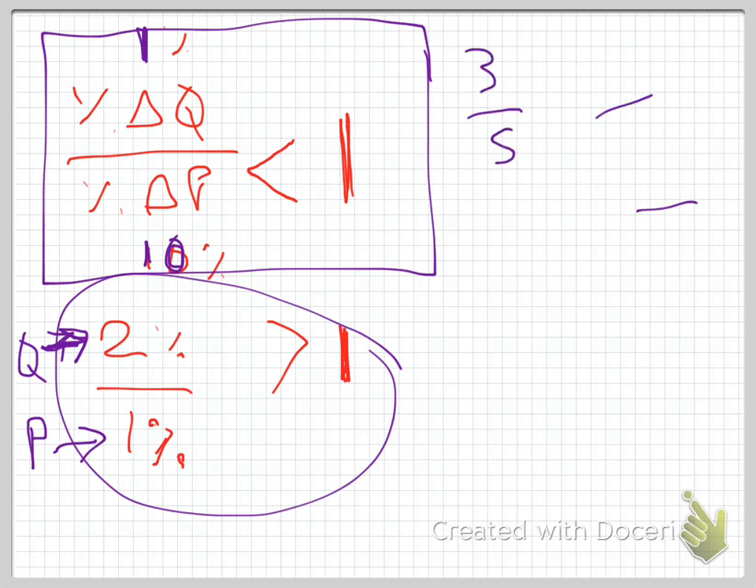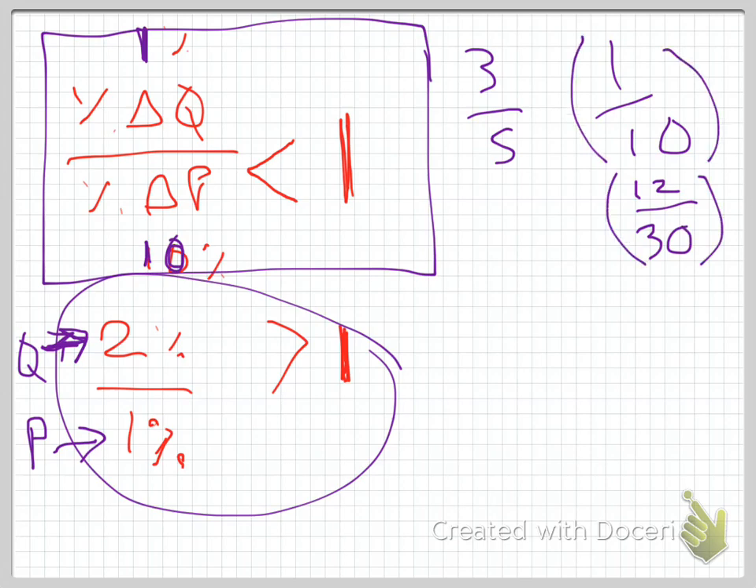3 over 5, 1 over 10, 12 over 30. Each one of these is less than 1, right? When the numerator is a smaller number than the denominator, you have a value of less than 1. And vice versa for the situation down here, where in that case, the numerator is greater than the denominator.